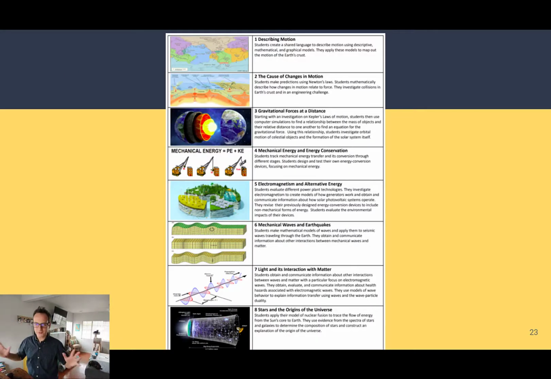So finally, to wrap things up again, that's the unit. Again, we're really excited about it. So again, instructional segment 1, describing motion. Then 2 is the cause of changes in motion. Instructional segment 3 is gravitational forces at a distance. 4 is mechanical energy and energy conservation. 5 is electromagnetism and alternative energy. 6 is mechanical waves and earthquakes. 7 is light and its interaction with matter. And then 8 is stars and the origins of the universe.